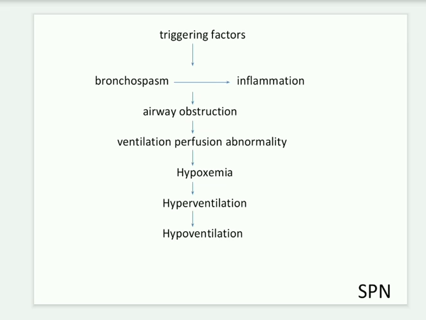Ventilation-perfusion will be abnormal, with hypoxemia, that is low oxygen content, and hyperventilation, which leads to a decrease in partial carbon dioxide and an increase in pH, and hypoventilation, that is an increase in partial carbon dioxide and a decrease in pH.